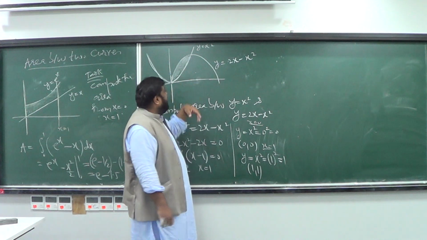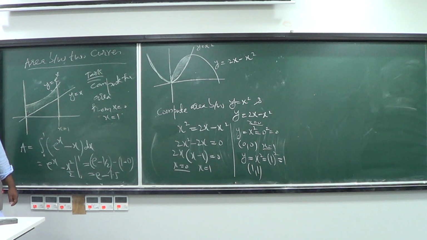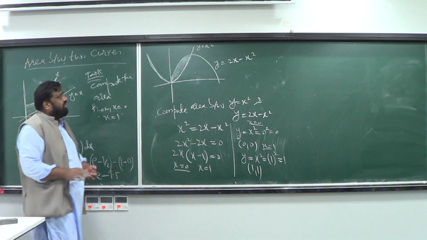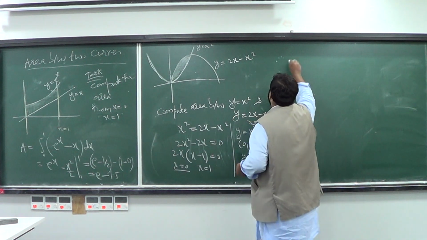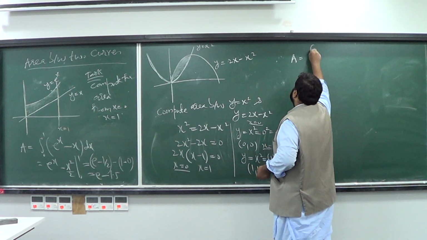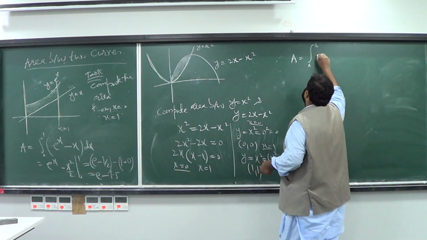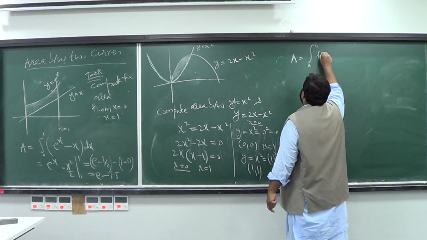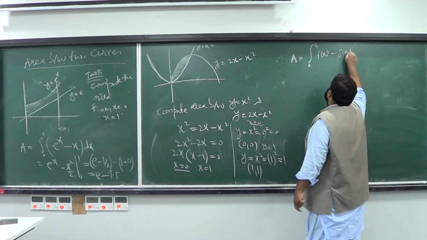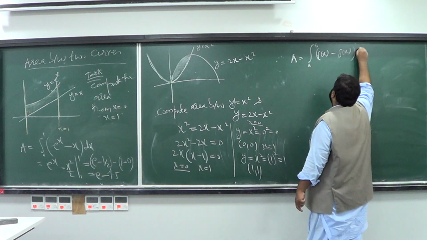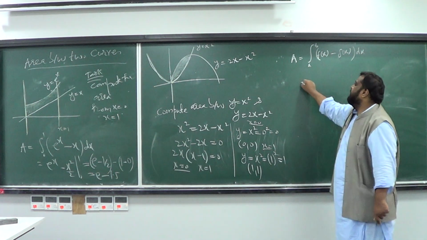Points of intersection where they are intersecting actually. So if you want to compute now the area, what you need to do? We have this beautiful simple formula: if you want to compute the area between two curves, you need to integrate from a to b the function f of x minus g of x, dx, where a to b is the limit on x.